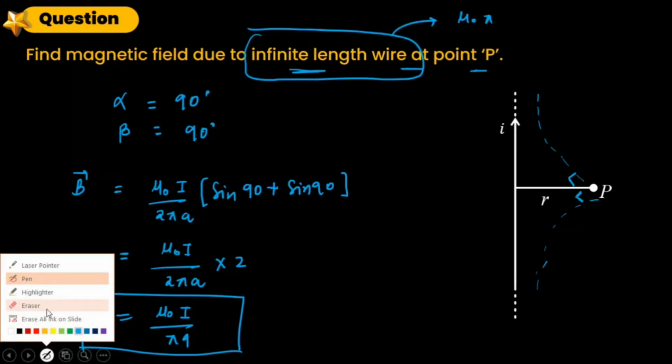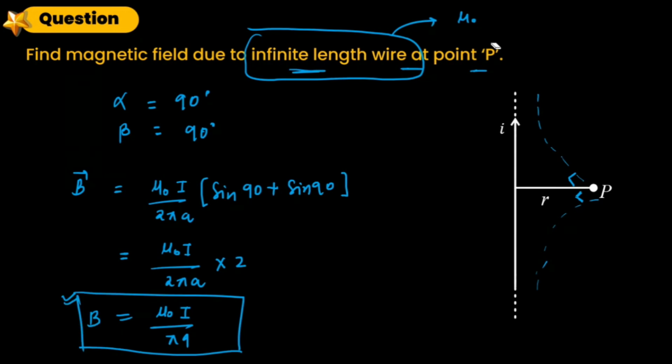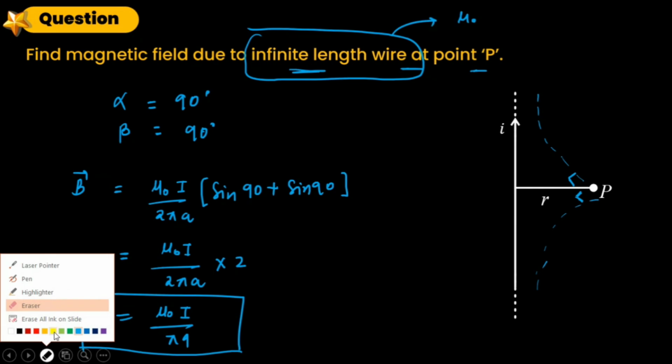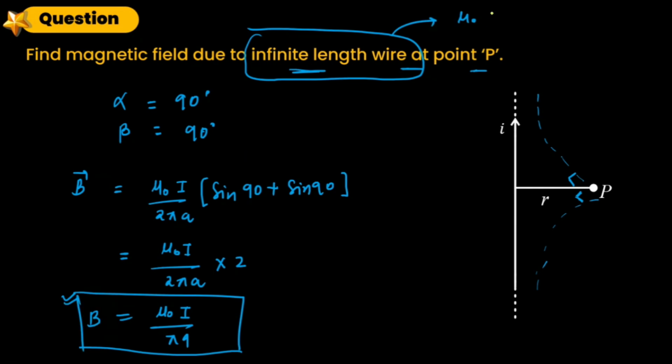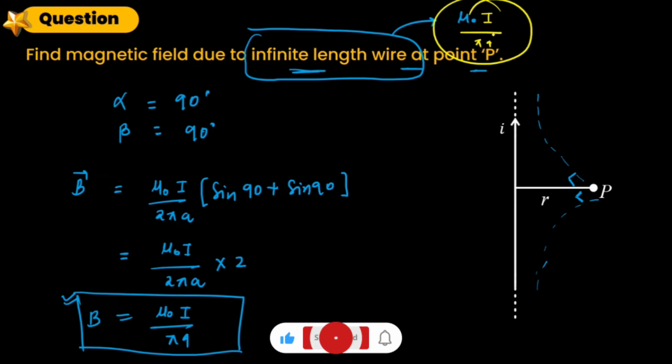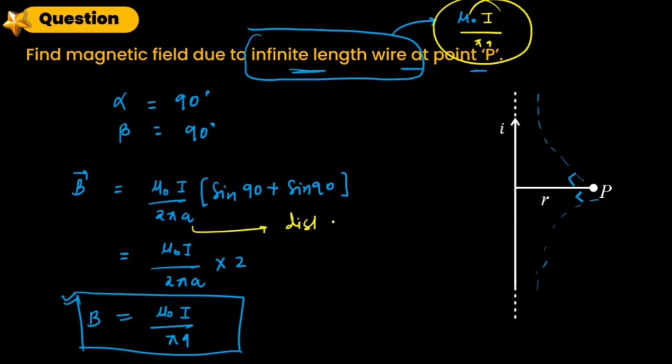Sometimes they will ask you what is the magnetic field due to this infinite wire. They will give you the value of current and the distance between the wire and the point. What you have to do is just apply this relation directly. Again, what is A? A is the distance between the wire and point P.